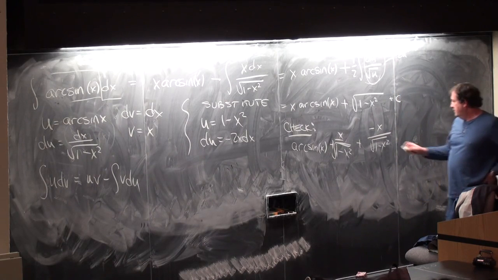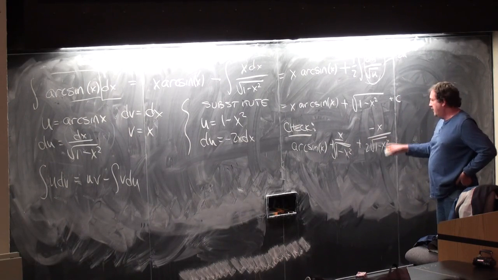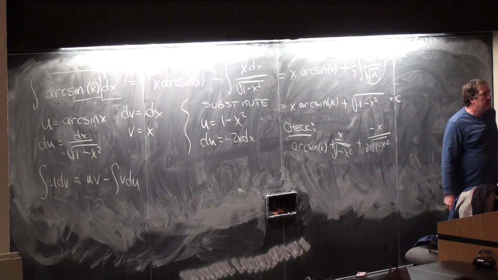Somewhere I've lost a 2. Yeah, the derivative of stuff to the 1/2 is stuff to the minus 1/2. So that's the arc sine. So it's good.